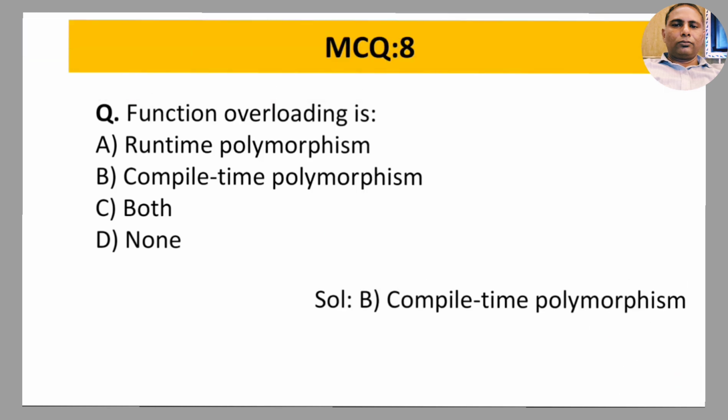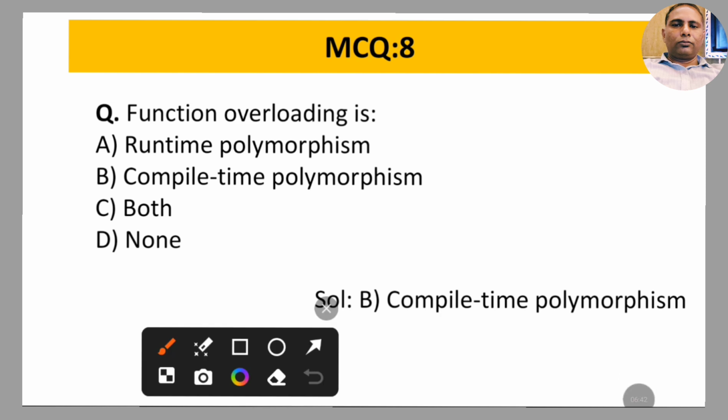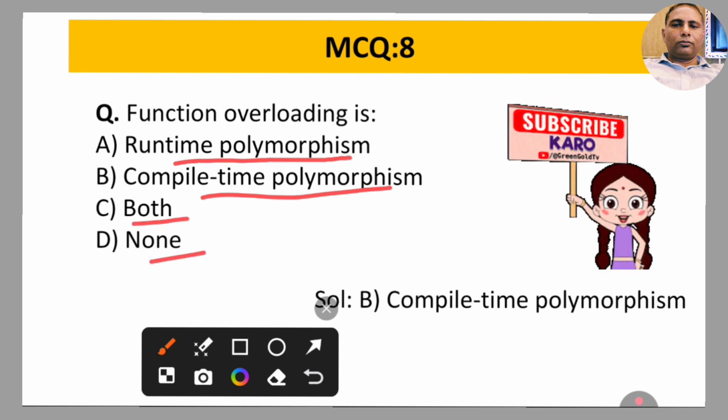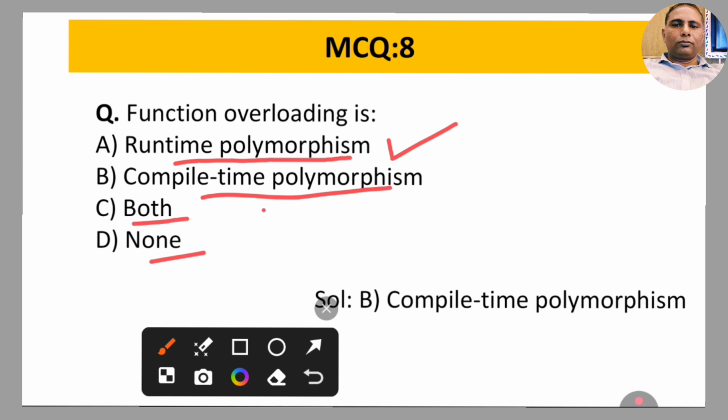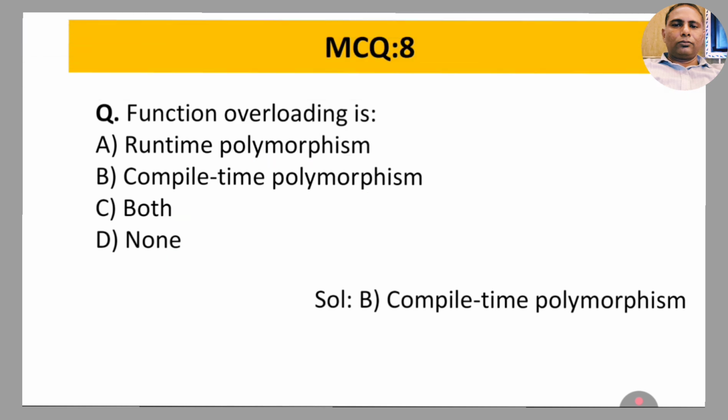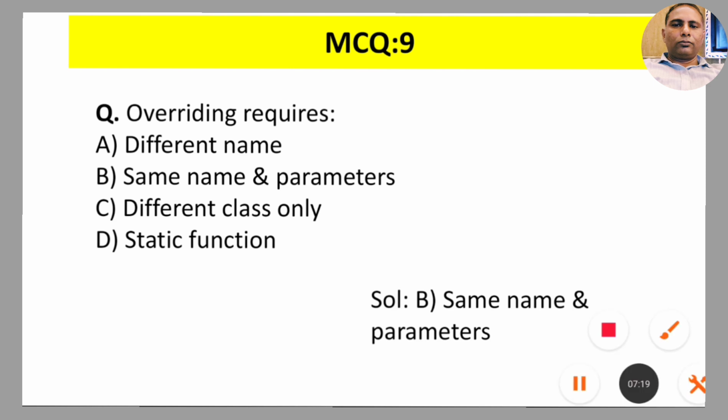Then we have the question: function overloading is what? The options are: runtime polymorphism, compile time polymorphism, both, and none. In case of function overloading, we have compile time polymorphism, and in case of function overriding, we have runtime polymorphism. So option A should be the correct answer. For that you can also refer to lecture number 13 of this video lecture series.